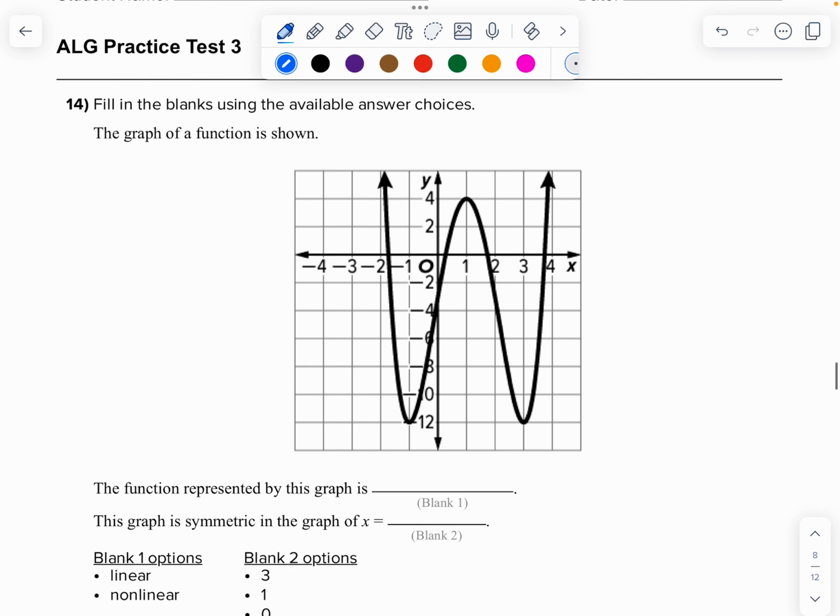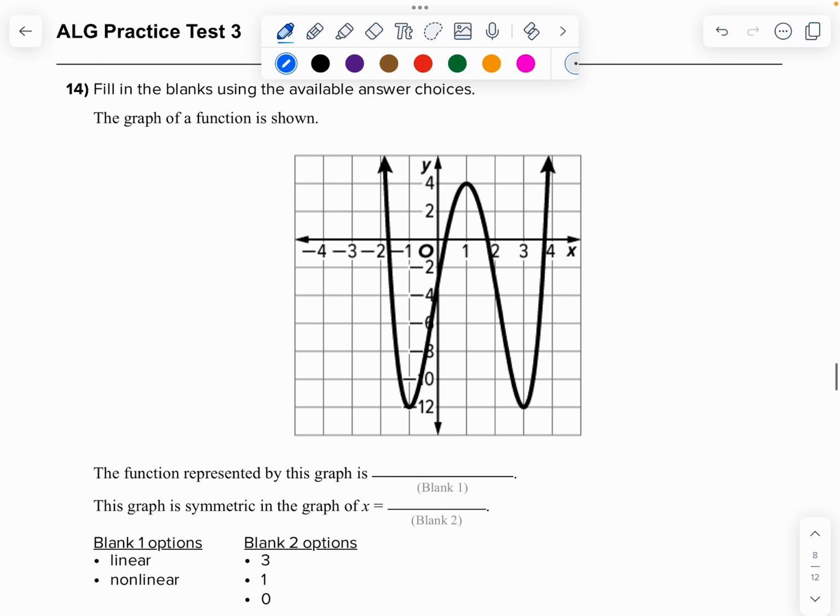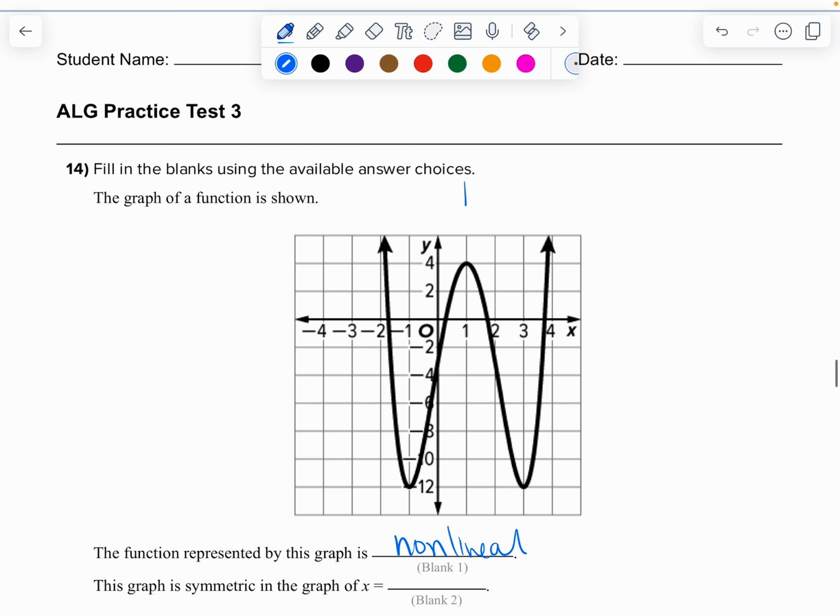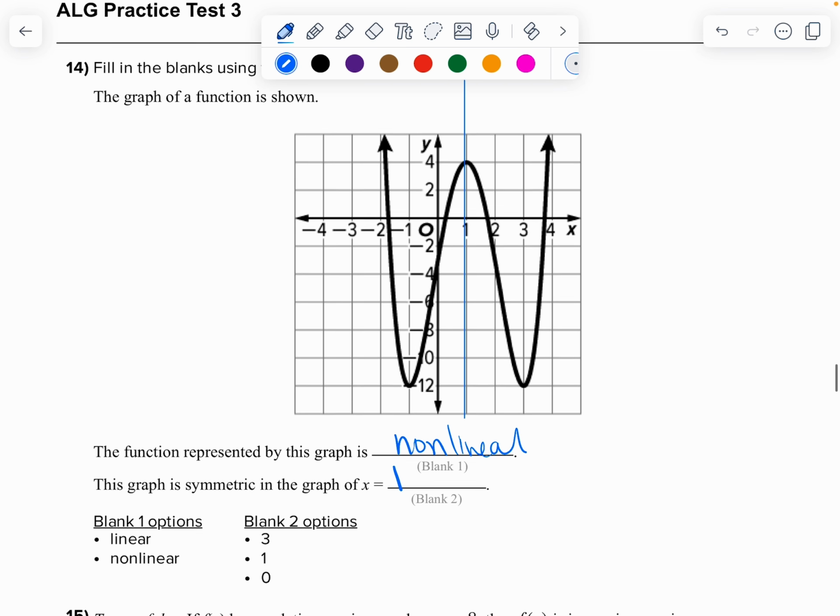So the function, is this linear or nonlinear? It is nonlinear. The graph is symmetric when what? Right here would be my line of symmetry. So that's when x equals 1.